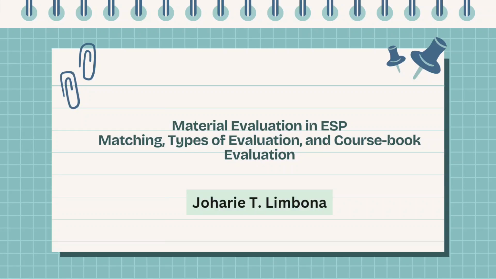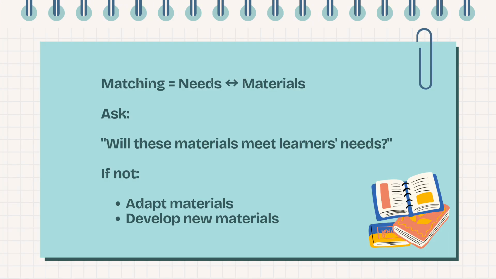Good day, everyone. For the last part of our presentation, I will discuss material evaluation in ESP, particularly the matching process, the different types of material evaluation, and course book evaluation. These concepts are important because learning materials should not be chosen randomly. They should help learners achieve their specific learning needs and course objectives. Let's begin with the matching process.